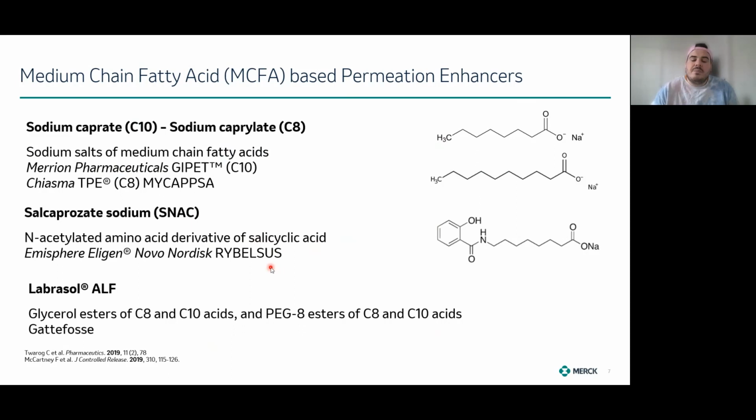And then another typical permeation enhancing technology that is often used is Labrasol ALF from Gattefossé. So this is an oil lipid-based formulation. So these three are normally used in solid dosage form. The Chiasma formulation is an oily liquid, and Labrasol is also kind of this fatty acid based oil. So it's both PEG and glycerol esters of these fatty acids here. So again, you're just seeing this similar motif found across all of these permeation enhancing technologies.